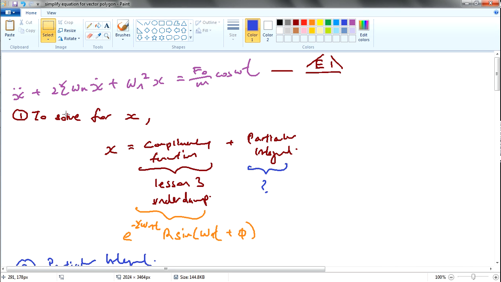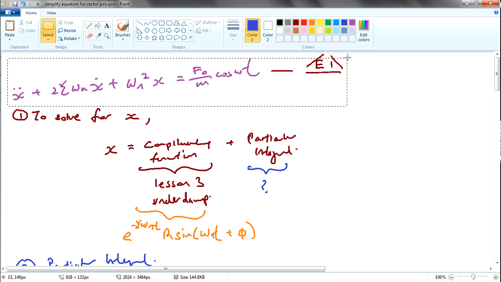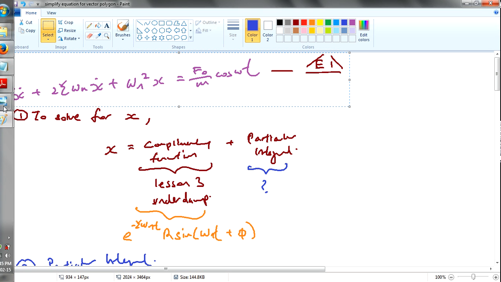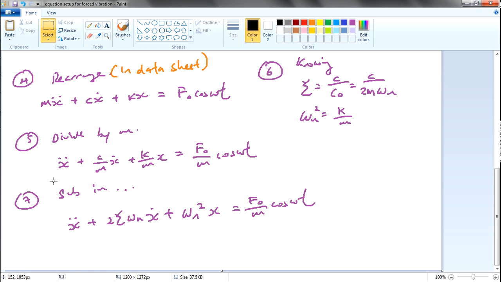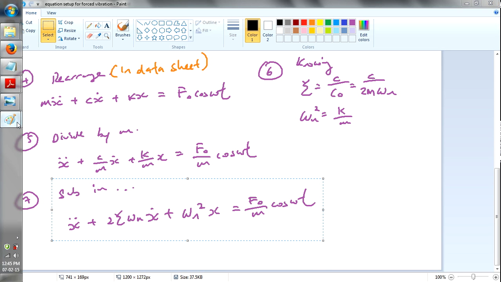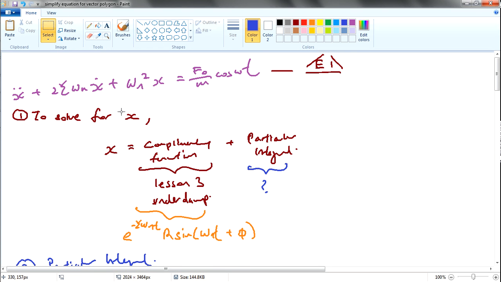So let's start off with today's objective. I talk so much. Previously we derived this equation, from the last part over here, and let us call this equation 1. To solve for x, as you know, x is the distance from a datum point. So the datum point is over here, and this is the distance x moved.